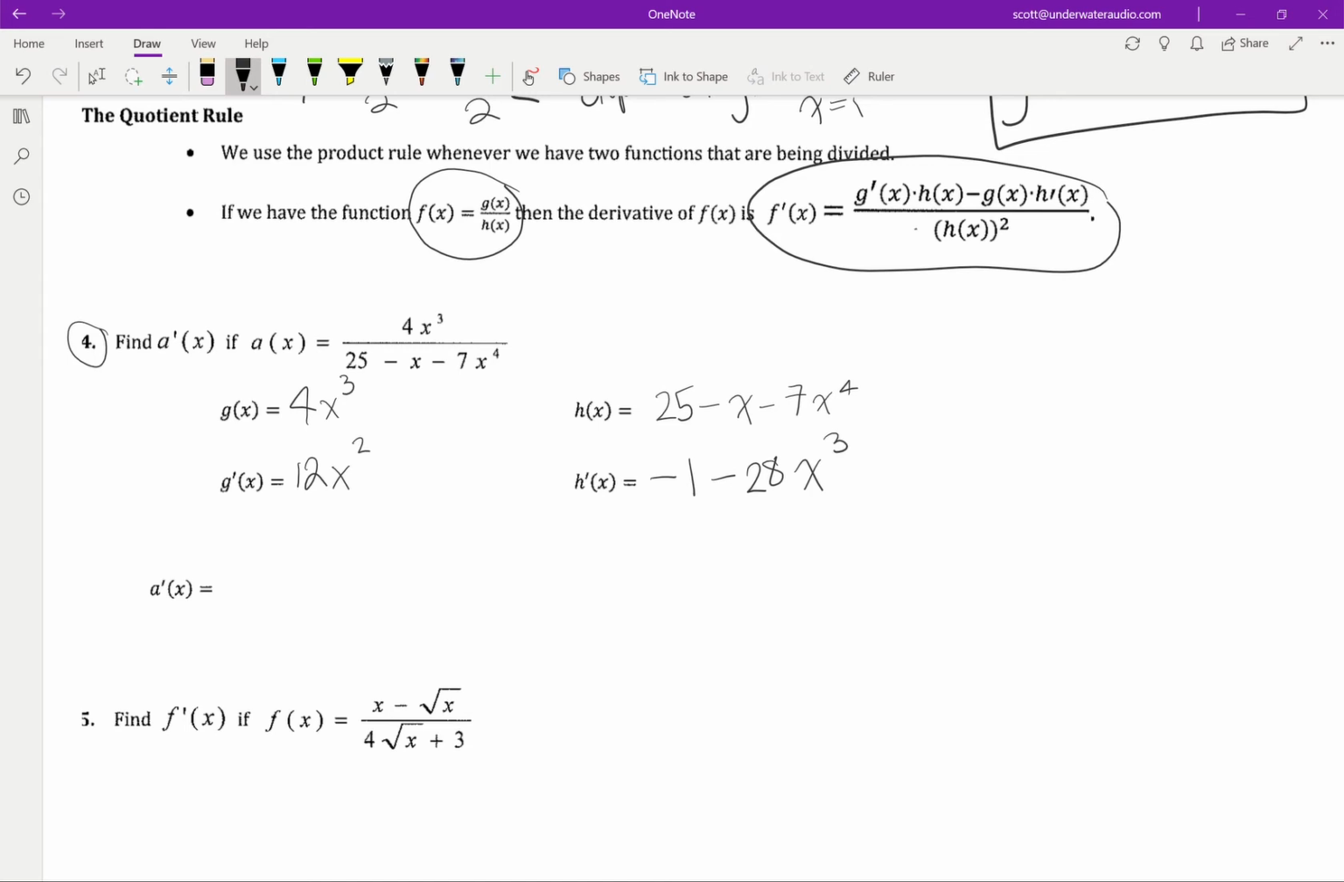Okay, so like before, I just want to look at what the pattern is. For the rule that we're going to use, it's g prime times h of x, and then minus g times h prime of x, so there's subtraction here, then you divide by h of x squared.